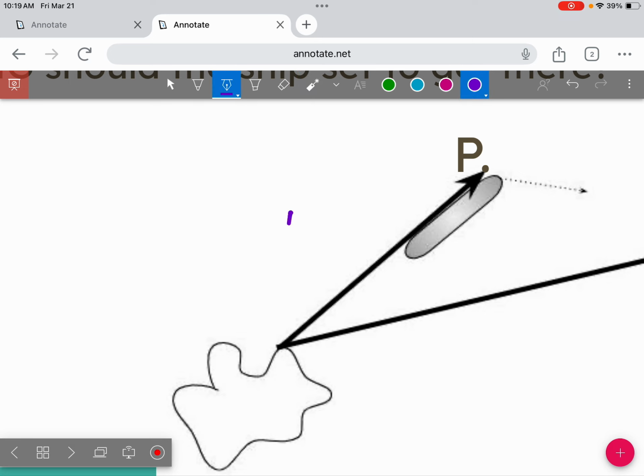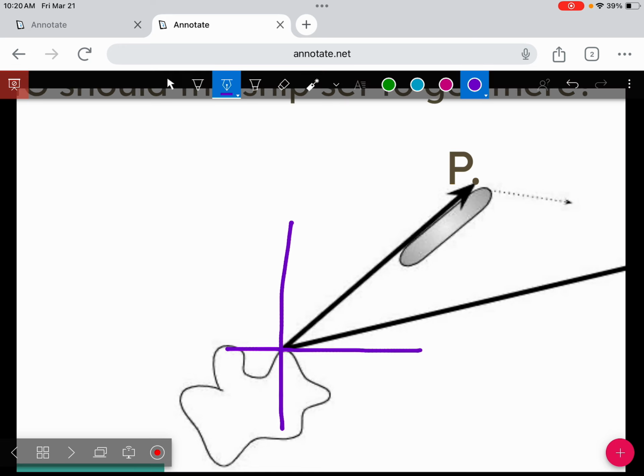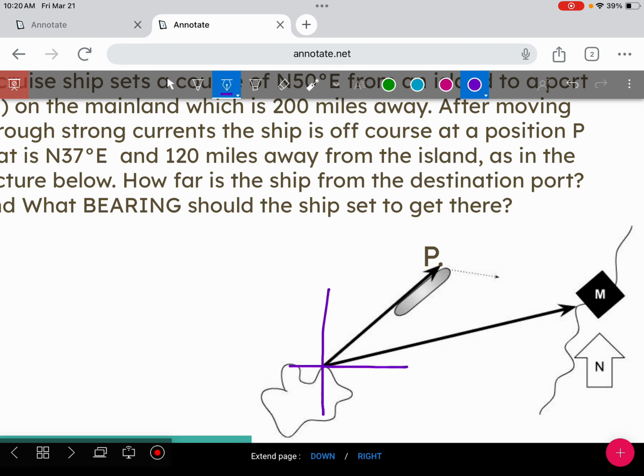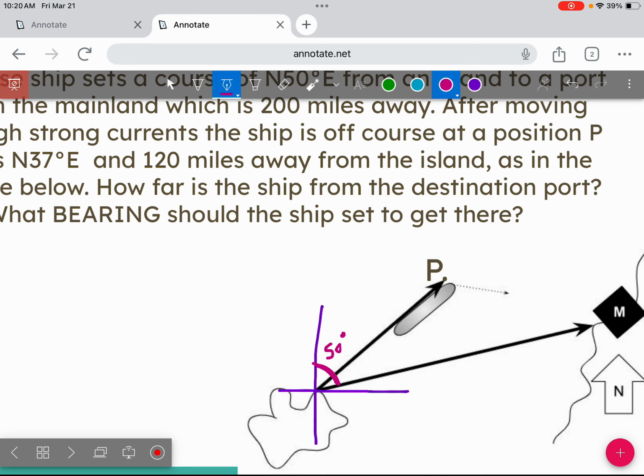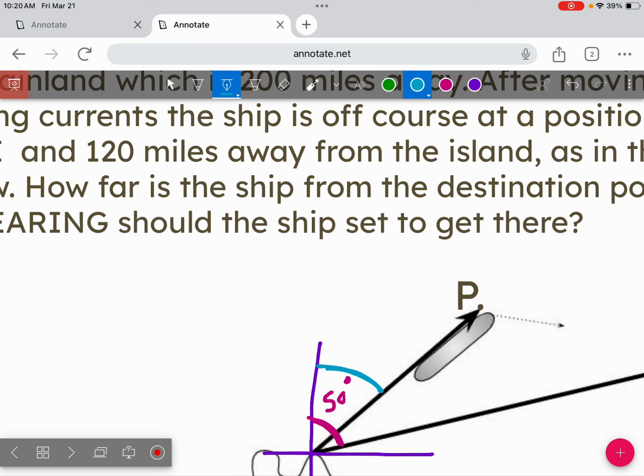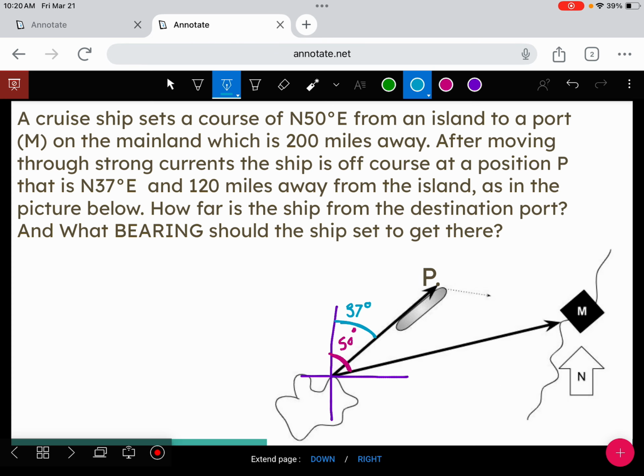So this guy here, that's our port. And this first angle to the lower line down here, this guy is our north 50 east, 50 degrees. Once they got blown off course, that's when they wound up here at our north 37 east. So they got pushed too far to the north. They didn't go east enough.